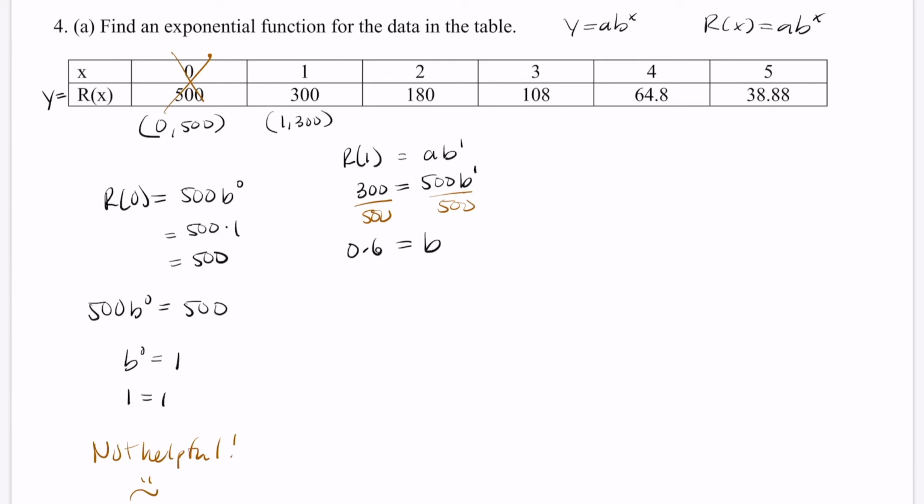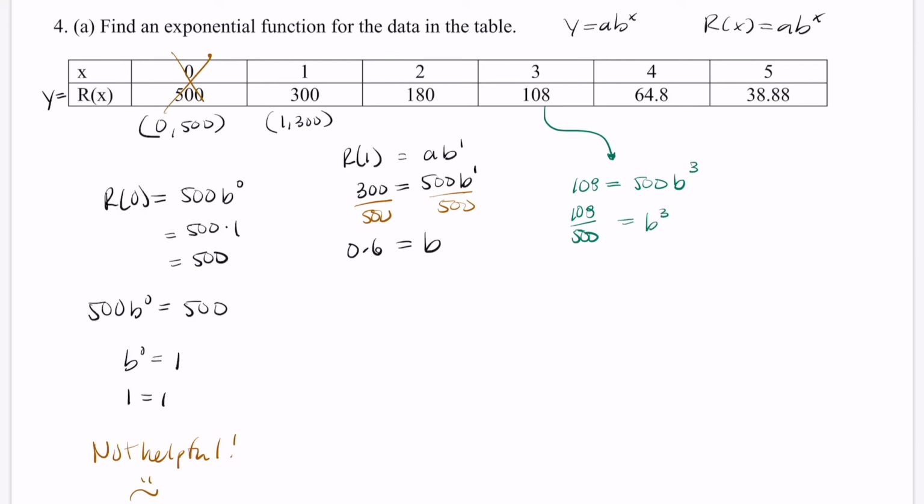So let's quickly check that this is correct for, say, another one. How about we check for 3 here? So 108 equals 500 times b. And now I've been using the y value here, my initial value of 500 here, and then for the exponent, I've been using whatever the x value is. So if you notice, this was 0. This exponent here is 1. So in this case, we're going to use a 3 in our exponent. So 108 divided by 500 equals b cubed.